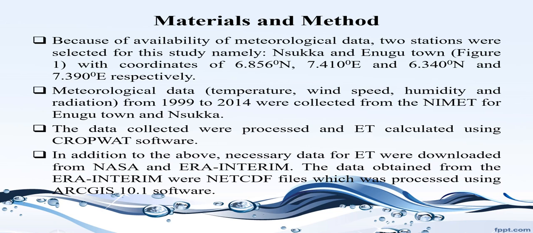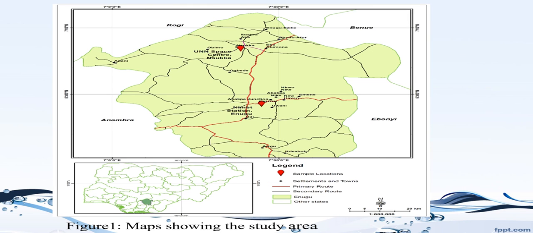The data collected were processed and ET calculated using CROPWAT software. In addition to the above, necessary data for ET were downloaded from NASA and the ERA-Interim. The data obtained from the ERA-Interim were NetCDF files, which were further processed using ArcGIS 10.1 software.